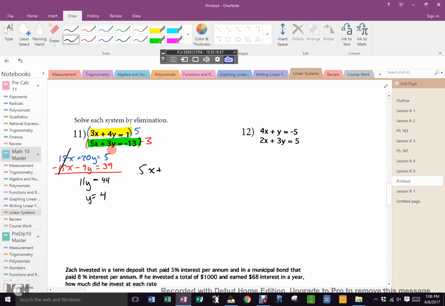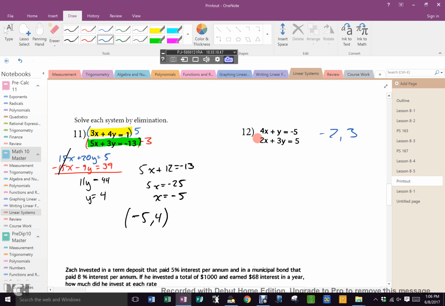5x plus, what's 3 times 4? 12 equals negative 13. 5x equals negative 25. x equals negative 5. Negative 5, 4. Who will volunteer this answer for me? Negative 2, 3. Let's check.